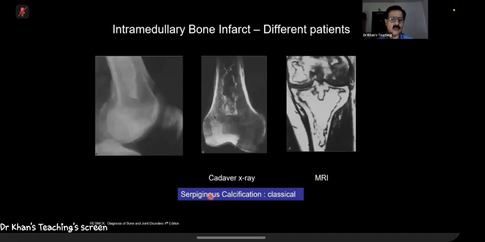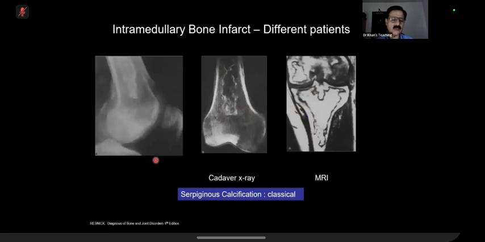This is the word which should be in your vocabulary: serpiginous. Look at the edge. This is a cadaveric X-ray. And you can see this. Look at it. It is at the edge. And look at this MR, and this calcification corresponds to this.